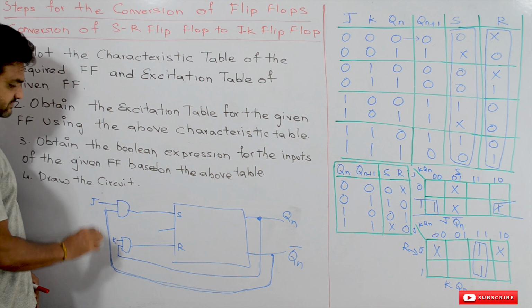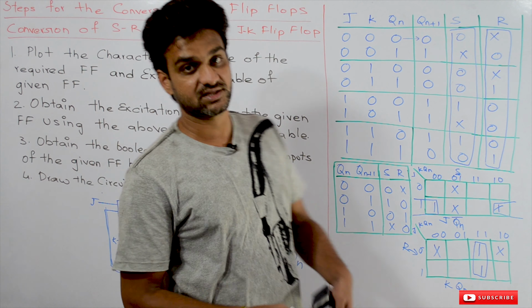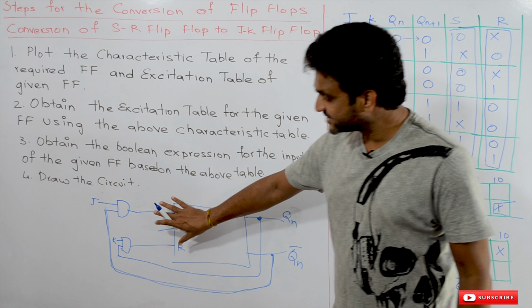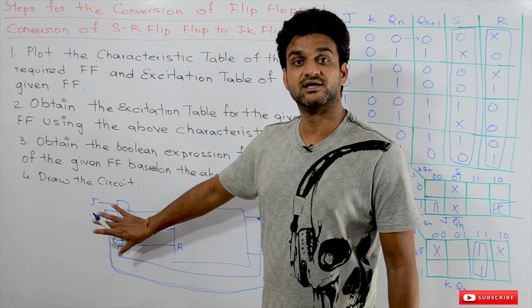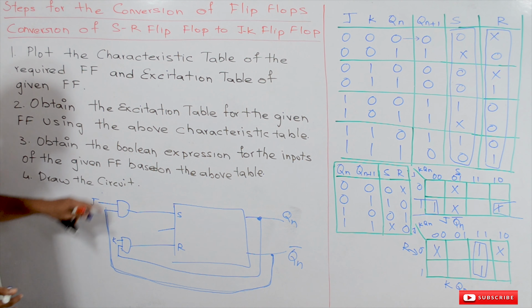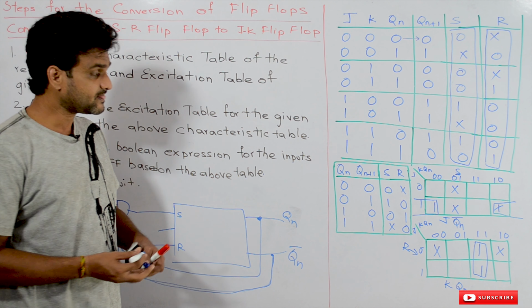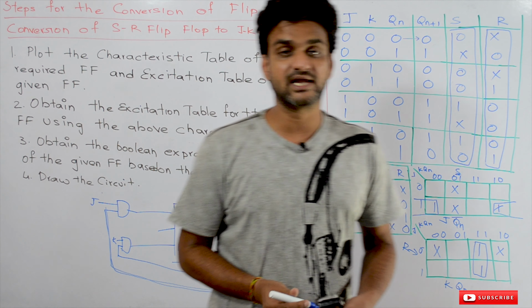This is how the conversion can be done from one flip-flop to another flip-flop. See here, this is the extra combinational circuit that needs to be added to the given flip-flop. So for any conversion we need to add an extra combinational circuit. Now this flip-flop will act like a JK flip-flop. Okay, so hope you got the clarity on this concept.